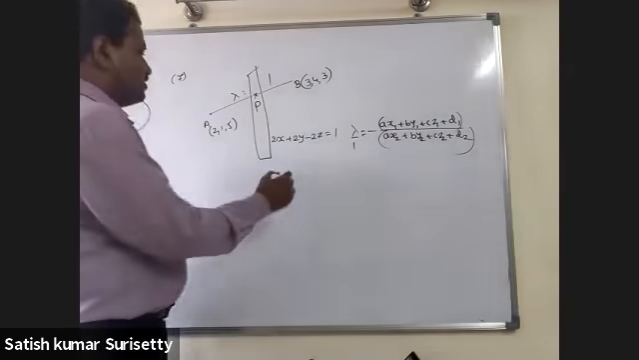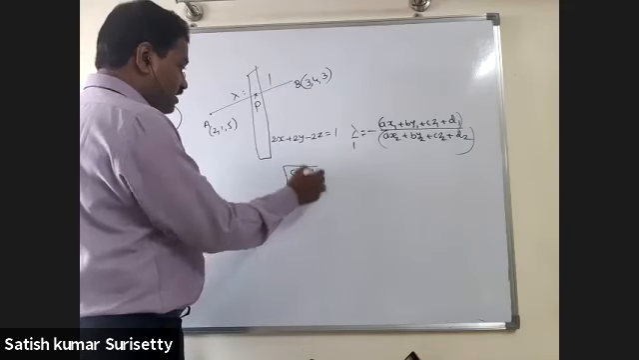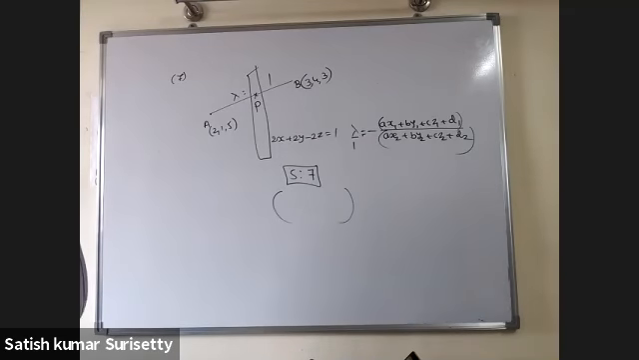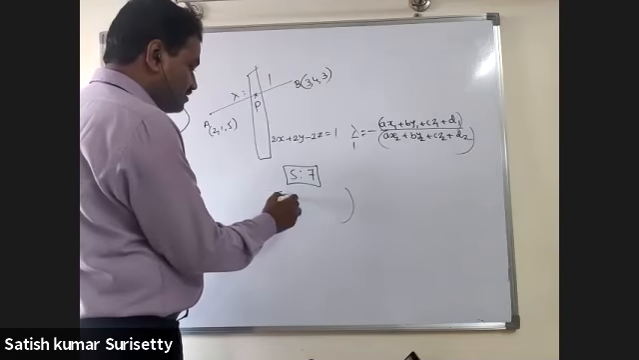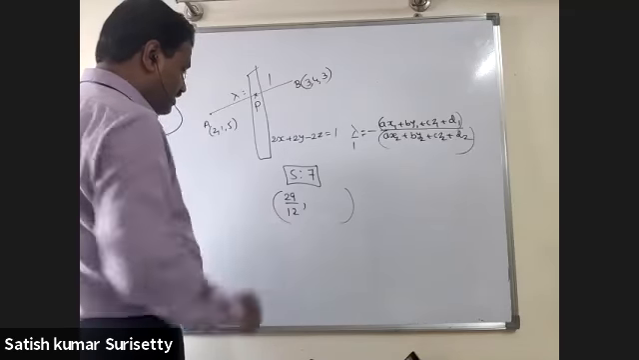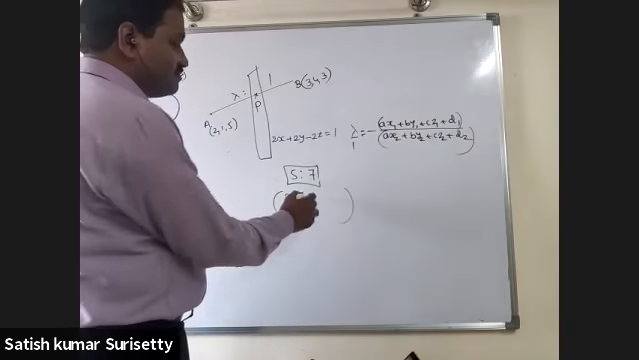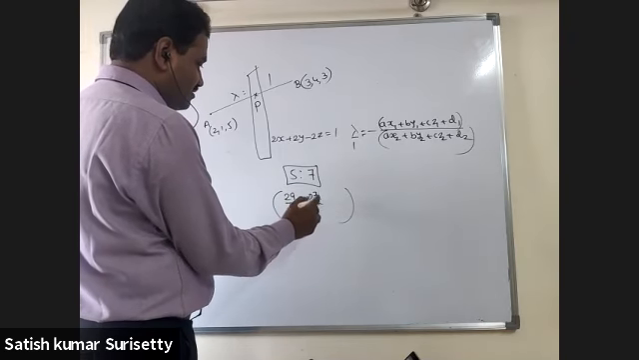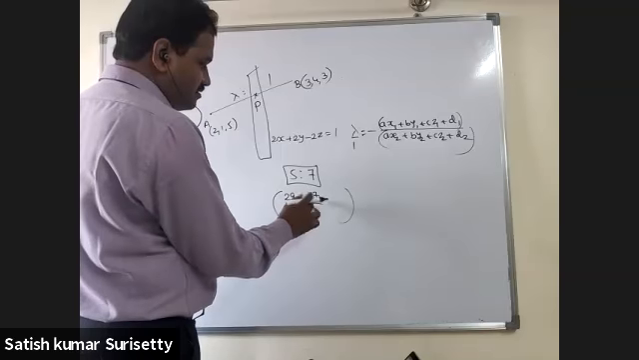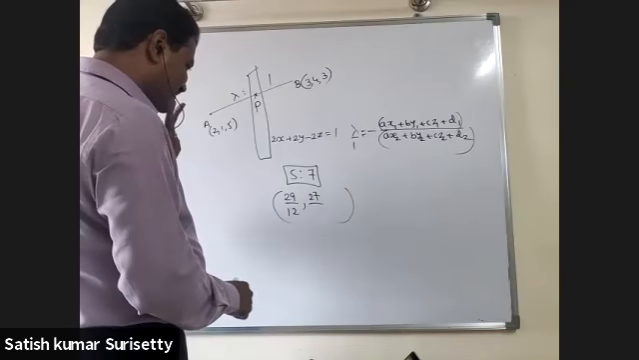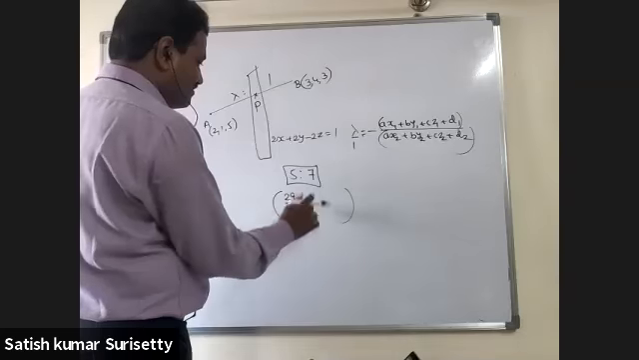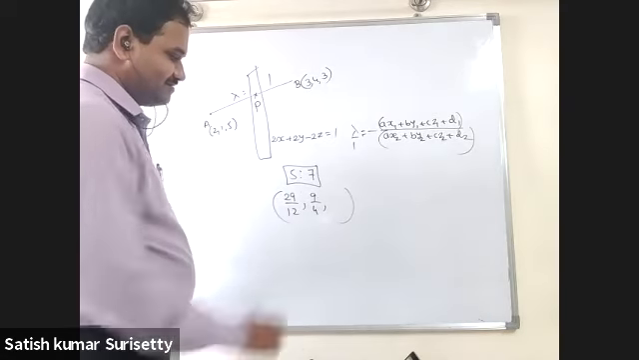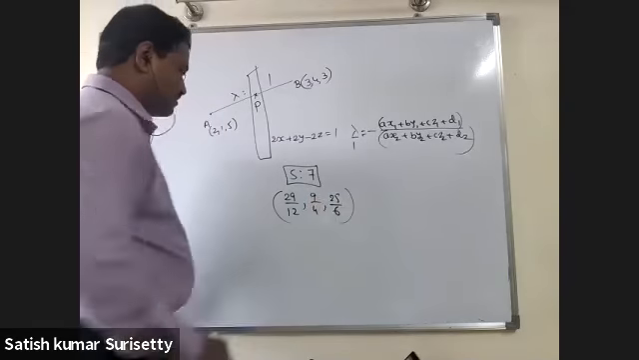5:7. The ratio is 5:7. For the corresponding point, x is 29 by 12. Y coordinate? 9 by 4. Yes, 9 by 4. Z coordinate? 25 by 6. Okay. Is it the same for all of you?